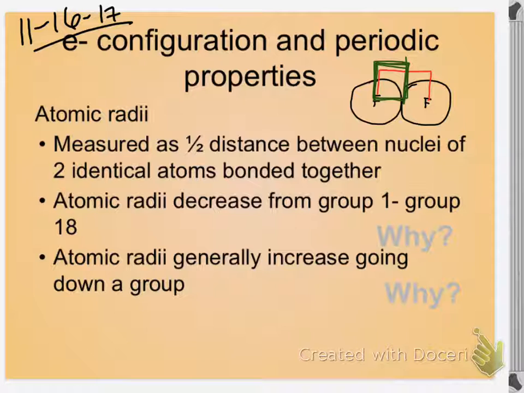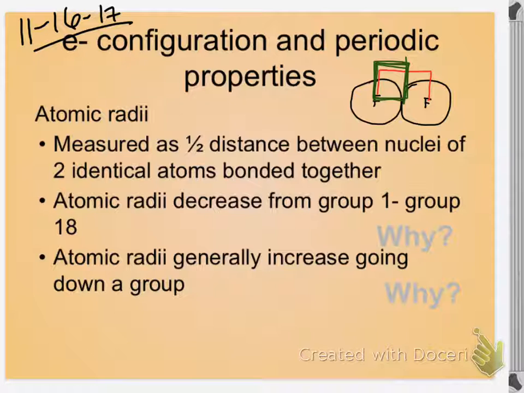So what starts us off in period 4? Stick your finger on it. Period 4, group 1. Potassium, K. If you go straight along period 4, as you move towards group 18, what is happening? Are you adding or subtracting stuff? You're adding stuff. Every time you move over, you're getting one more proton and one more electron.